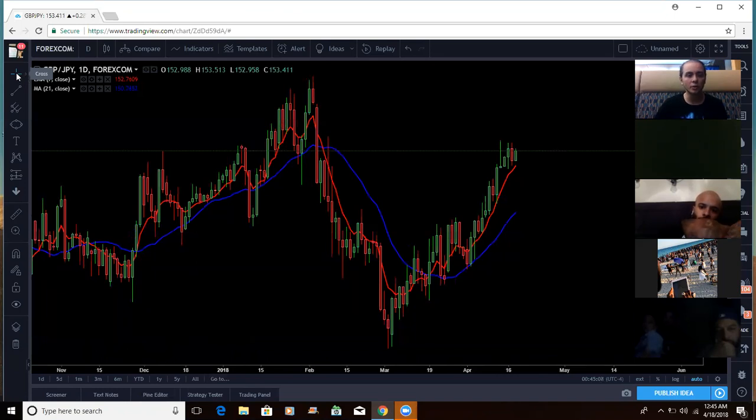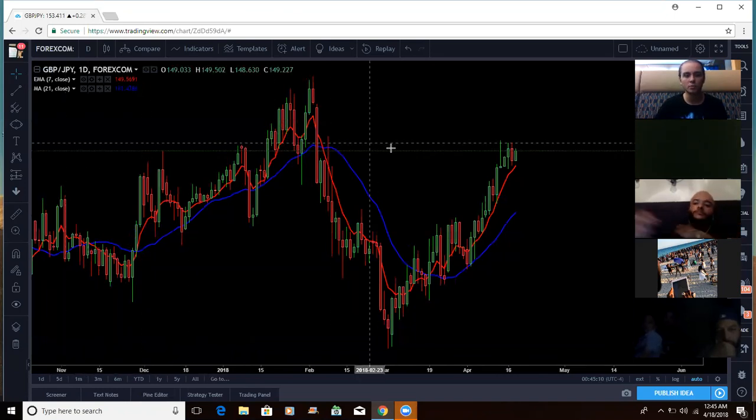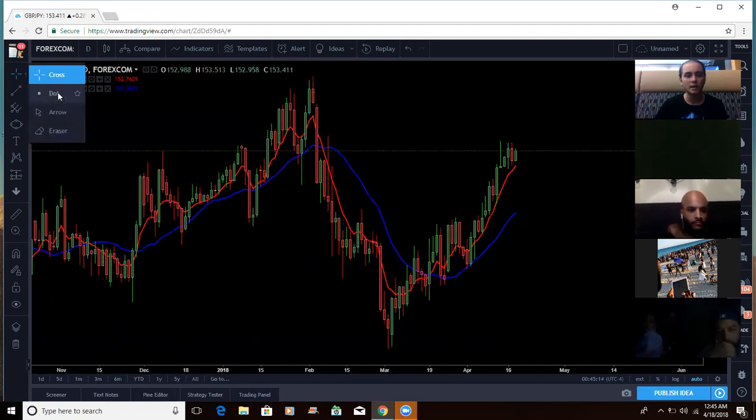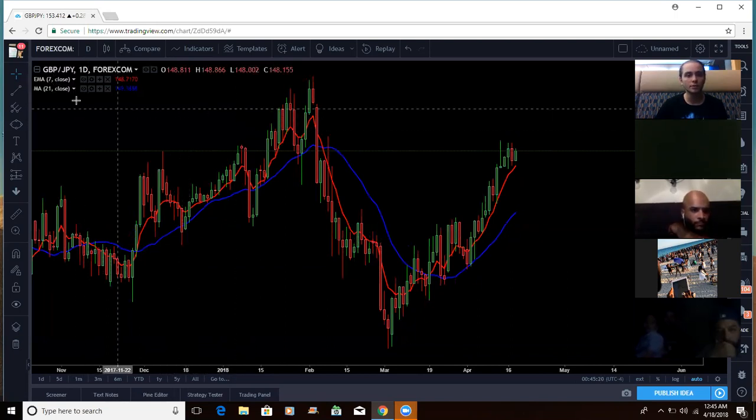So originally when you get over here, you're going to have a cross, which is what you see before you on the screen. You see I have a cross icon. You can click to the right of that and make that either a dot, an arrow, or an eraser. I personally use the cross. It's all personal preference.